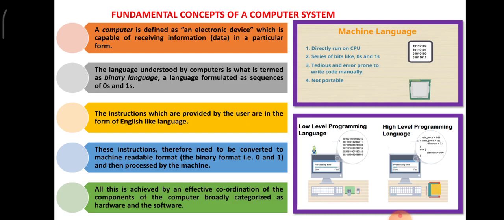Point number 1. A computer is defined as an electronic device which is capable of receiving information, which is otherwise called data, in a particular form. Now here, data is nothing but the smallest piece of information. What is the smallest piece of information? For example, your name. If I ask you what is your name, you will tell your name, which is a data.